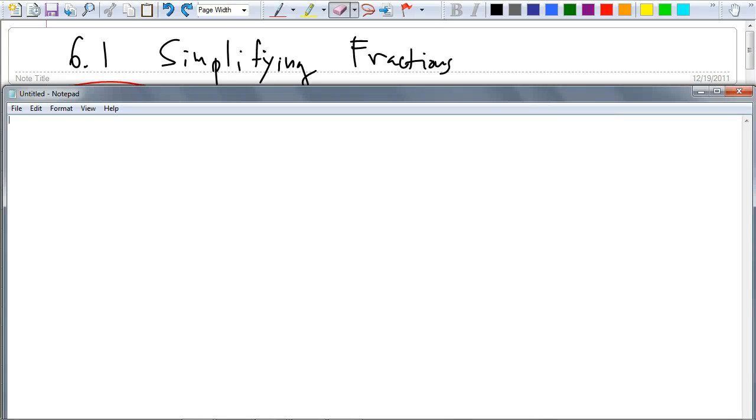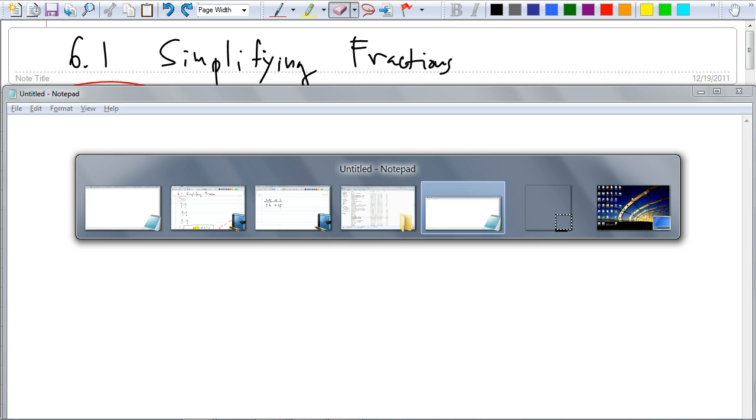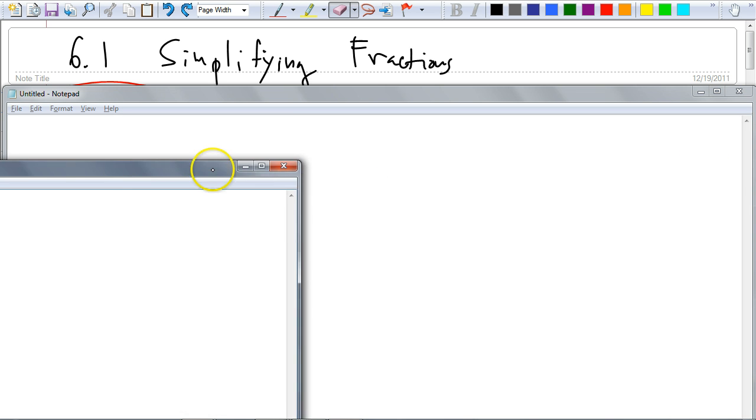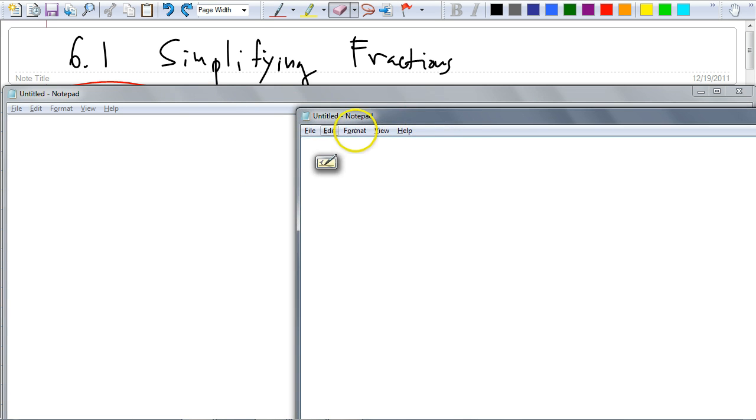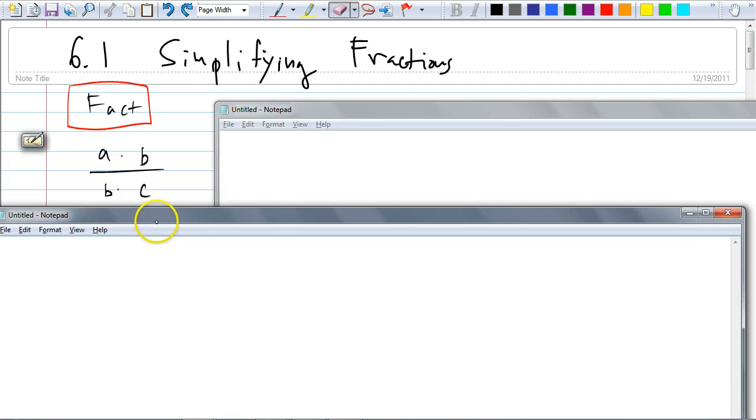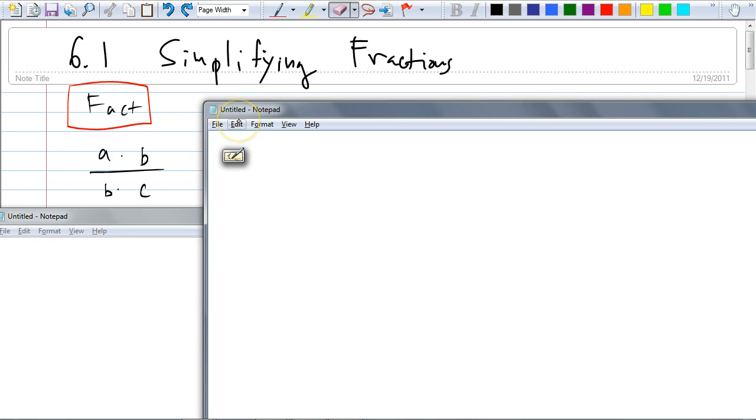Alright, so today we're going to talk about simplifying fractions. How to simplify fractions, okay? First of all, take a look at this. This is a fact. If I have A times B over B times C, anybody know how to simplify this fraction? A times B over B times C.